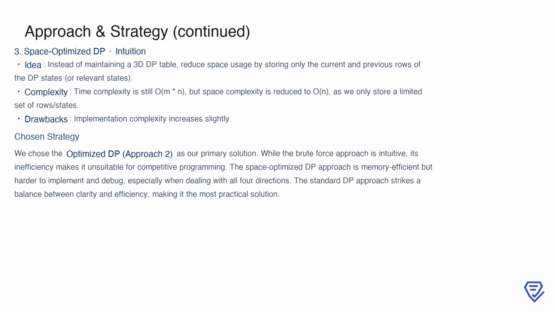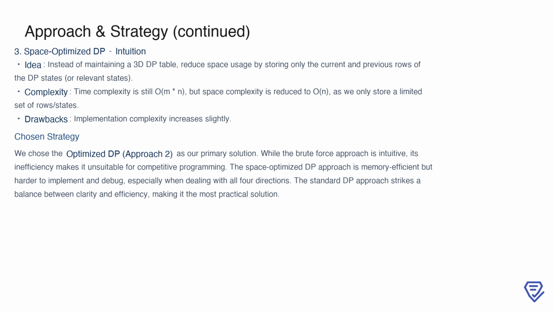To address the high memory usage of the standard DP approach, we can further optimize the solution by reducing the space complexity. Instead of maintaining an entire 3D DP table, we store only the current and previous rows of DP states or other relevant states. This drastically reduces space requirements to O(n), making it more suitable for scenarios with constrained memory. Importantly, the time complexity remains O(m*n), as we still process each cell once. However, this comes at the cost of added implementation complexity.